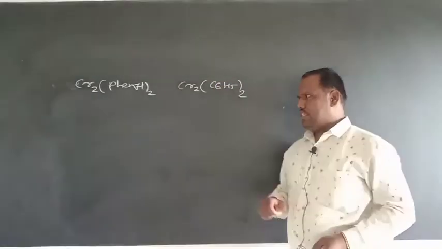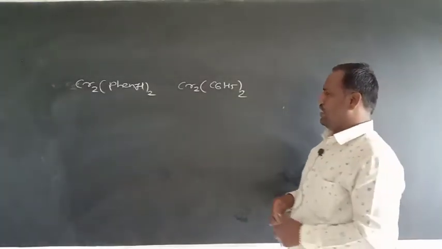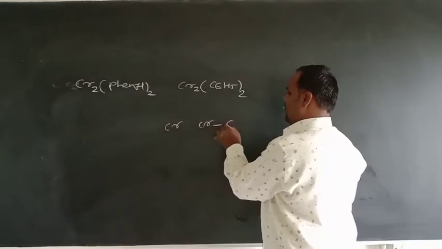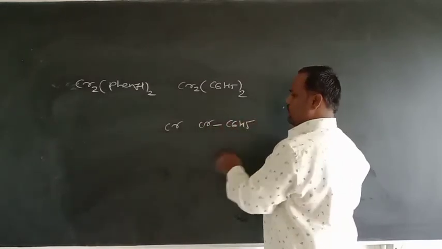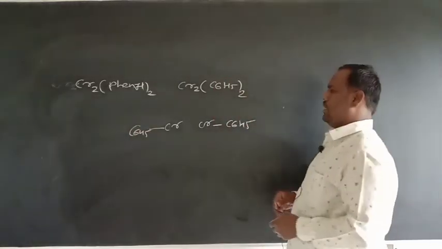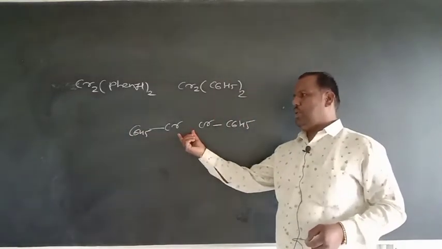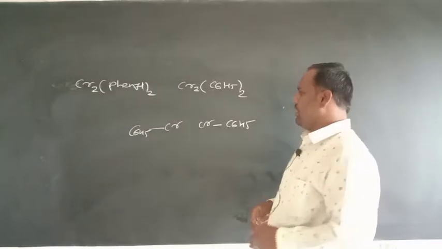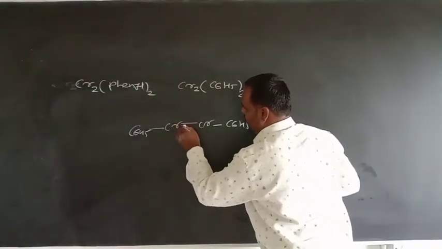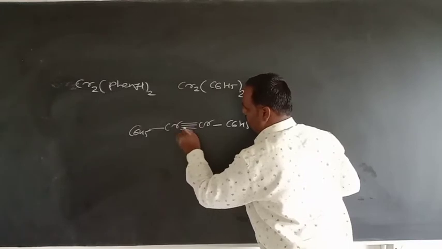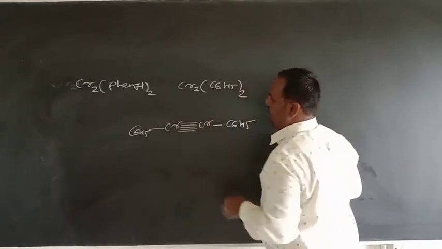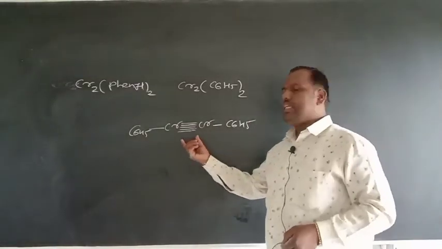So in this case, if you consider a chromium atom is there, another chromium is there, one C6H5 is attached to this chromium, one C6H5 is attached to this chromium, and if you find out the bond order between these two chromium atoms, then there is a total of 5 metal bonds. So 5 bonds between these two chromium atoms, and therefore a quintuple bond is formed.